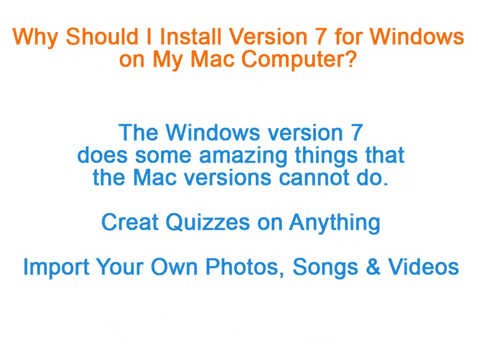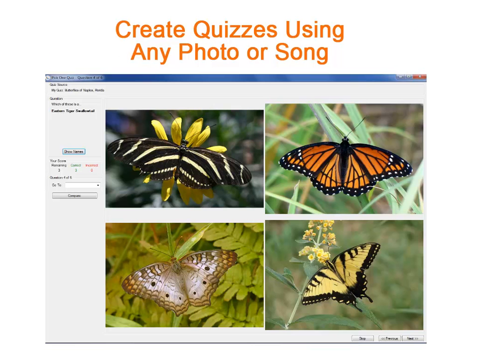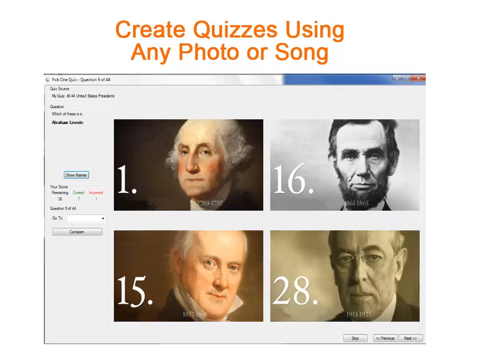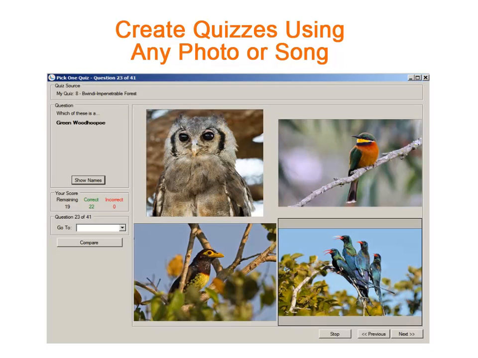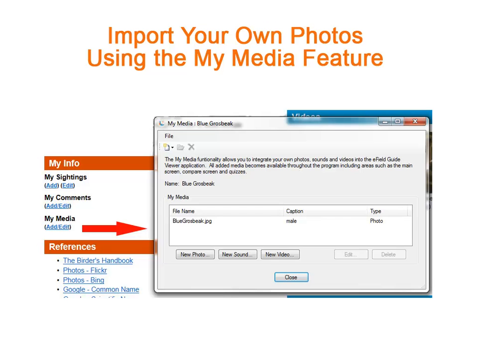Even though the Windows and Mac versions are almost identical, the Windows version lets you create quizzes on anything and import your own photos, songs, or videos. Using the Windows version 7, I was able to create a quiz on butterflies of Naples, Florida, a quiz on the presidents of the United States, also a quiz on state capitals, and finally a quiz on the birds of Uganda. The Windows version has a My Media section that lets you select photos, songs, or videos from your hard drive and upload them into the Thayer's Birds of North America.